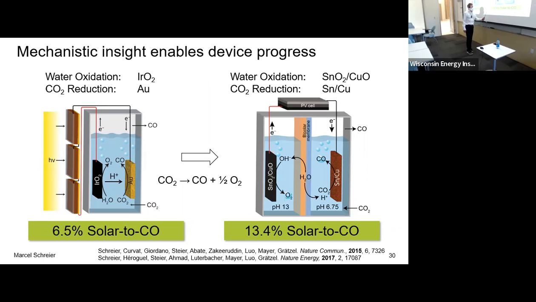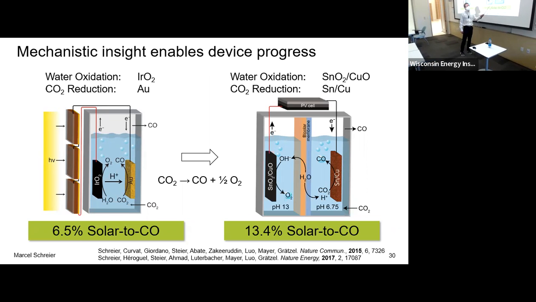Using now our new tin modified copper catalyst, which is entirely earth abundant, and driving it with sunlight, we were able to set a new world record to transform solar energy to energy stored in carbon monoxide with 13.4% efficiency. And this record stayed for quite a long time. It has recently been broken, but I'm still quite proud of it.